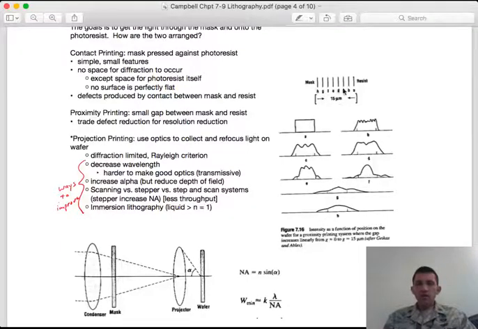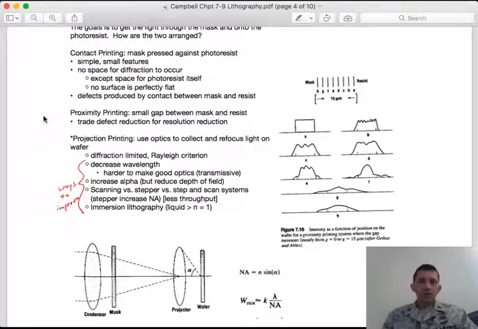to the point where at 15 microns of proximity, the contrast is low. My square is much wider than it was. It hardly looks like a square at all. And so contact printing and proximity printing are kind of two extremes.